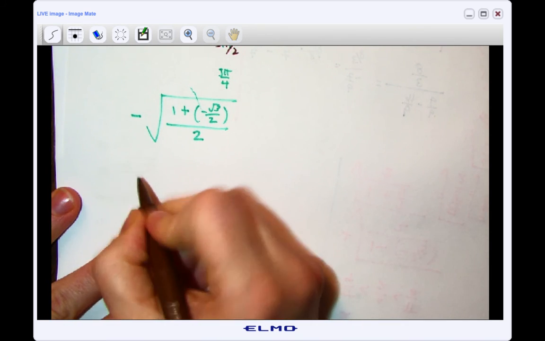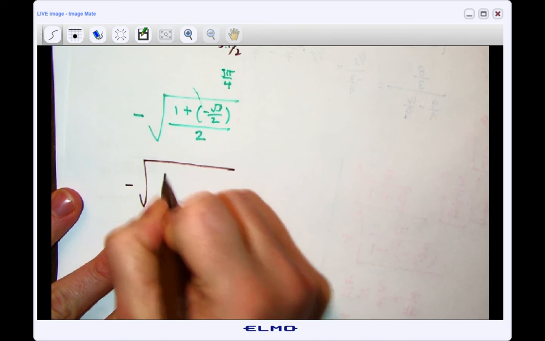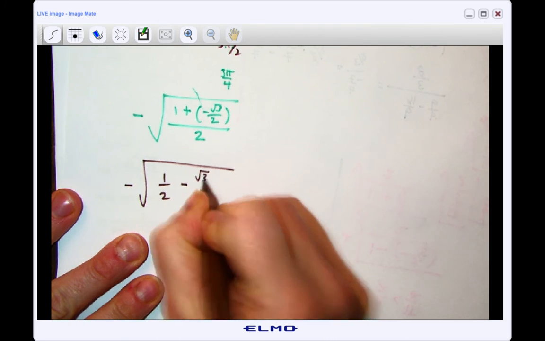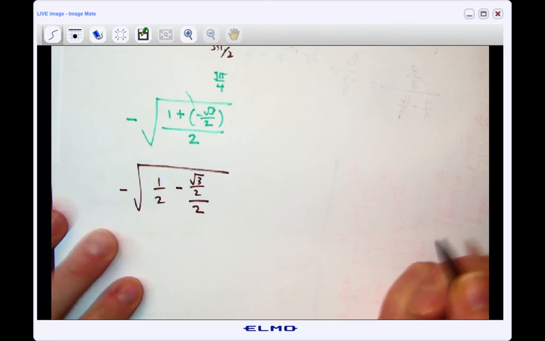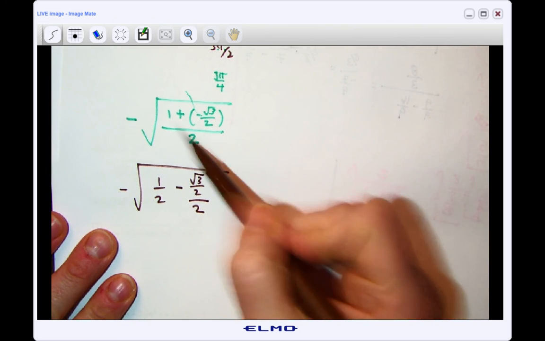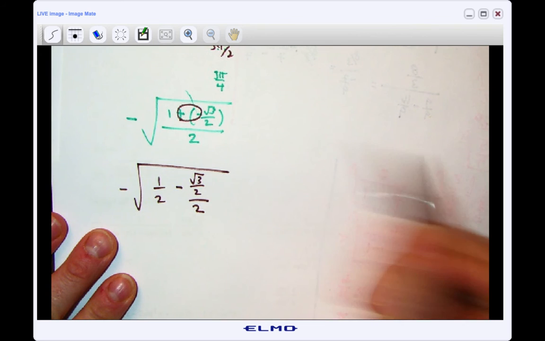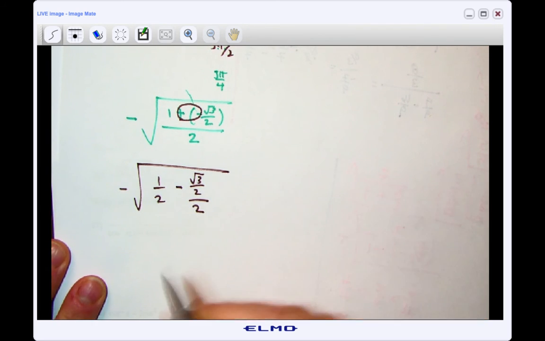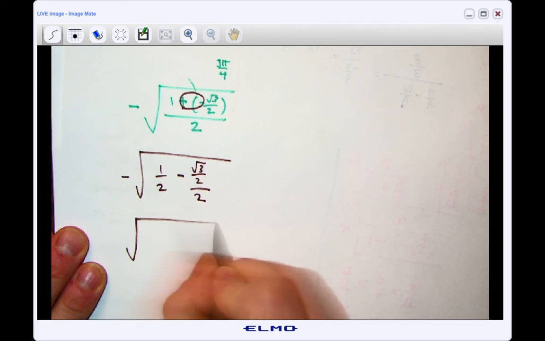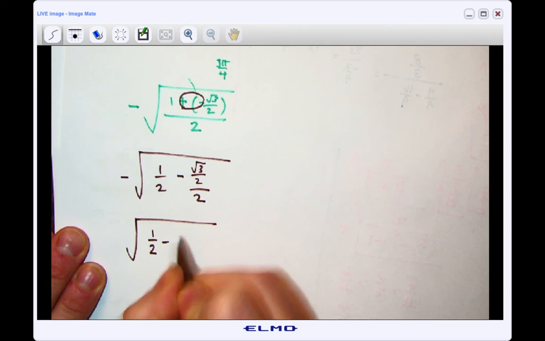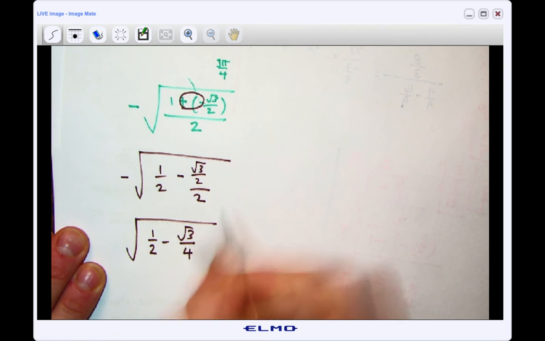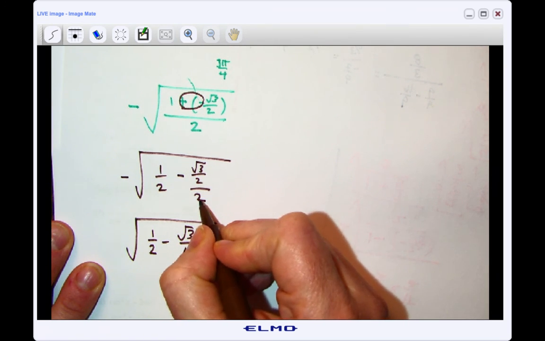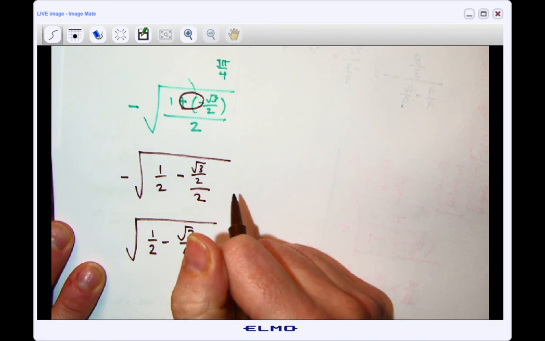Now, to get this to simplify to be one of the answers in your multiple choice, I'm going to break this apart into 2 fractions. So this becomes a negative. Hopefully you saw that. So that's where that negative comes from. And this is just, I put each of these over 2. So this becomes 1/2 minus root 3 over 4, because this is root 3 over 2 times a half. Dividing by 2 is timesing a half, right?